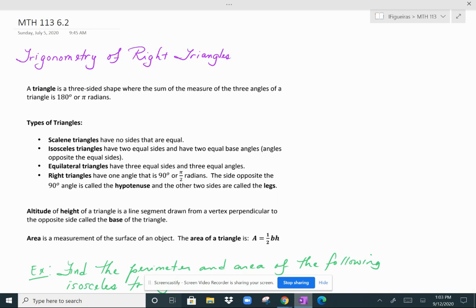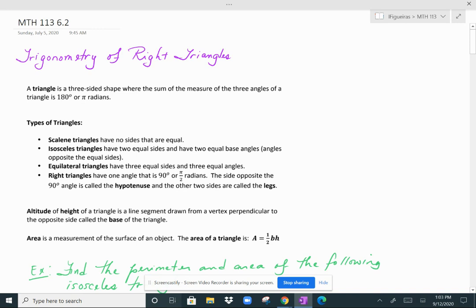Hi, this lesson is about the trigonometry of right triangles. So first let's talk about triangles in general. A triangle is a three-sided shape where the sum of the measurements of all of the angles is 180 degrees, which could also be expressed in radians as pi radians.